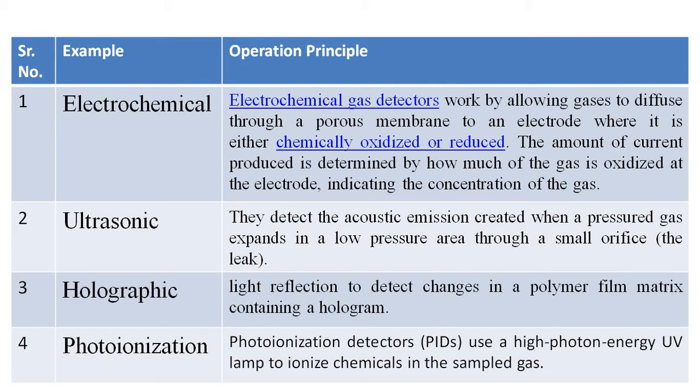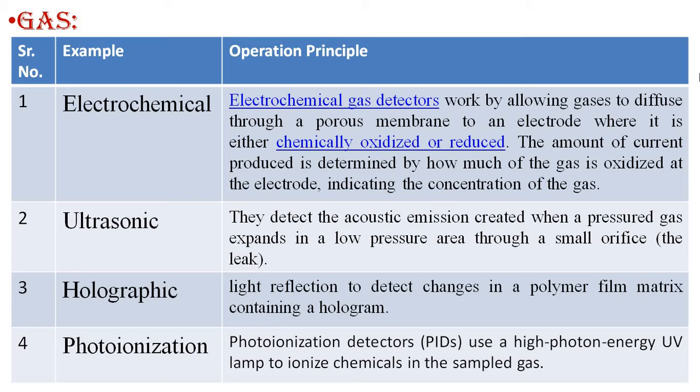Next is gas sensors. So we have to use different examples, as we have to measure a physical parameter such as a gas. Different types of sensors are used to measure a gas, or they operate on the gas. So the first one is the electrochemical gas detector. Its working allows the gases to diffuse through the porous membrane to an electrode where it is either chemically oxidized or reduced.